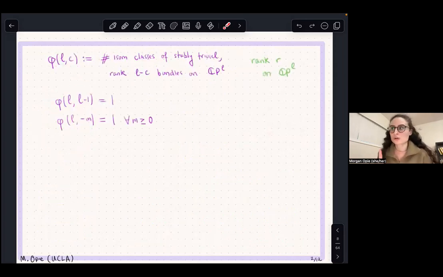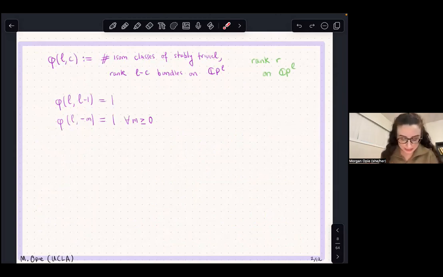I'll mention a little bit later that there is a group structure that you can put on these things, but it's not obvious where it comes from geometrically. It comes from making something into a stable problem, and then you're looking at pi_0 of a spectrum, so there's a group structure, but what is it? So there's not a natural group structure.